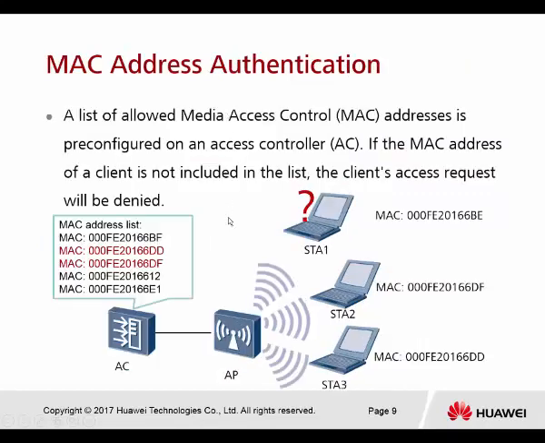Then the next one, MAC address authentication. For MAC authentication, we can configure it on our controller here. We are going to create a blacklist or a whitelist. For example, I create a blacklist. For those MAC addresses inside the blacklist, when the user tries to associate with our SSID, even if they give the correct password and the correct username, the AC will still not allow them to associate, because they are already on the blacklist. It is based on the MAC address.